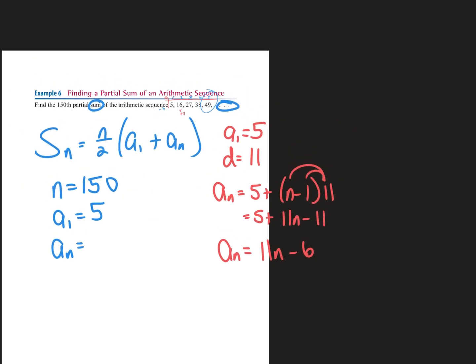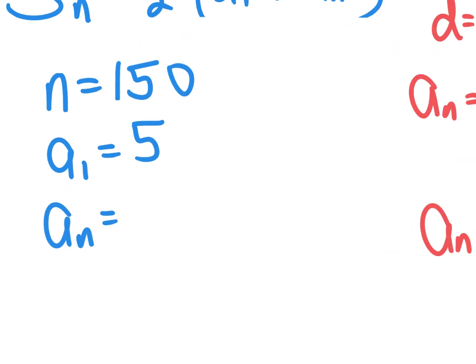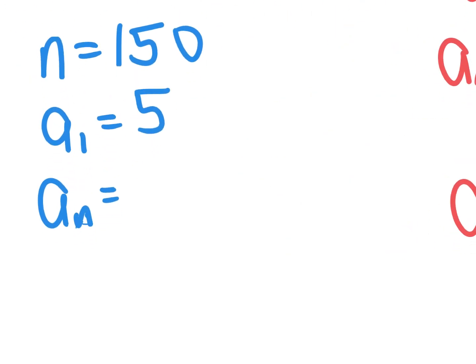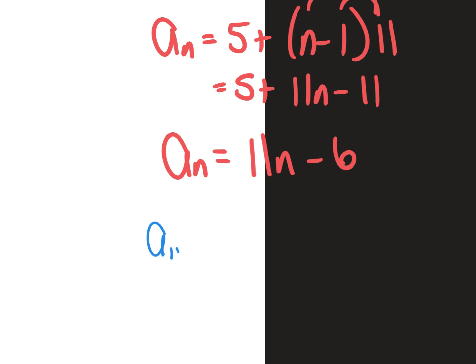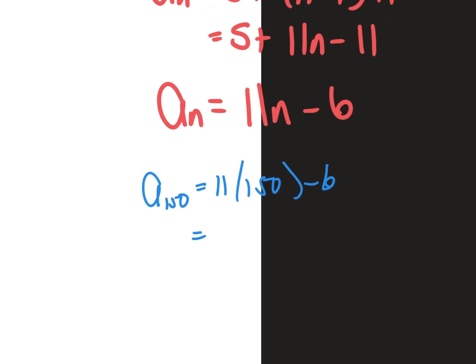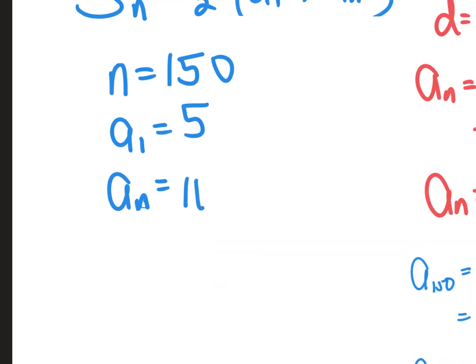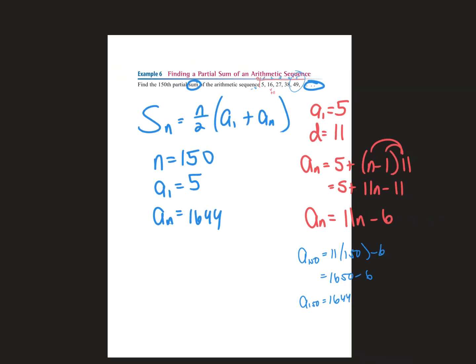So did I figure out what my last term is yet? No. But now I take 150 and I say, all right, let's find the 150th term. What's 11 times 150? 1650 minus 6. So the 150th term is 1644, yeah? So now do we have enough information to find the sum? Yes.